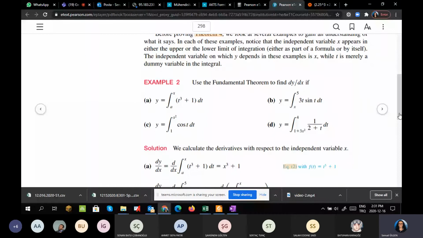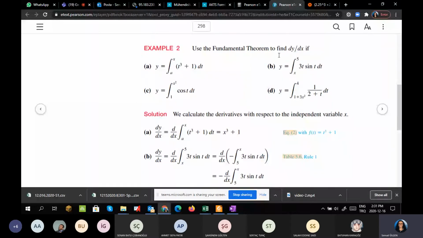Now I want to show you some examples here. They are really nice examples for you to practice. Use the fundamental theorem to find dy/dx. The first one is easy. The reason is it is in the form of fundamental theorem part 1. So what do we do? If you look at the answer, dy/dx, what is our little f? Little f is t cubed plus 1. You just evaluate that at x.